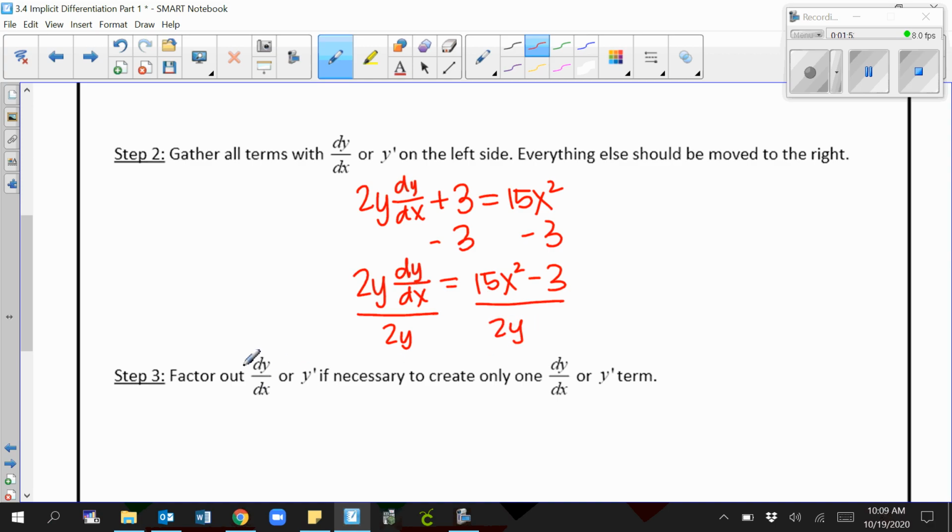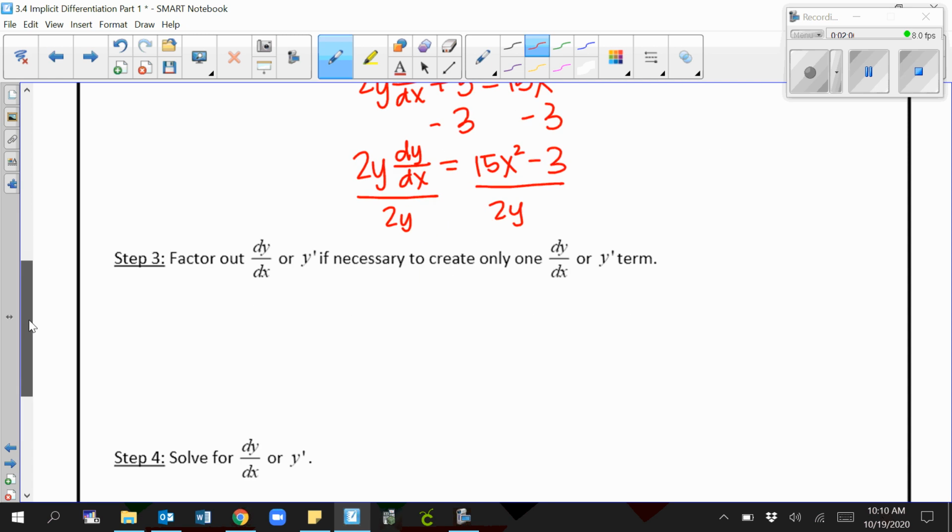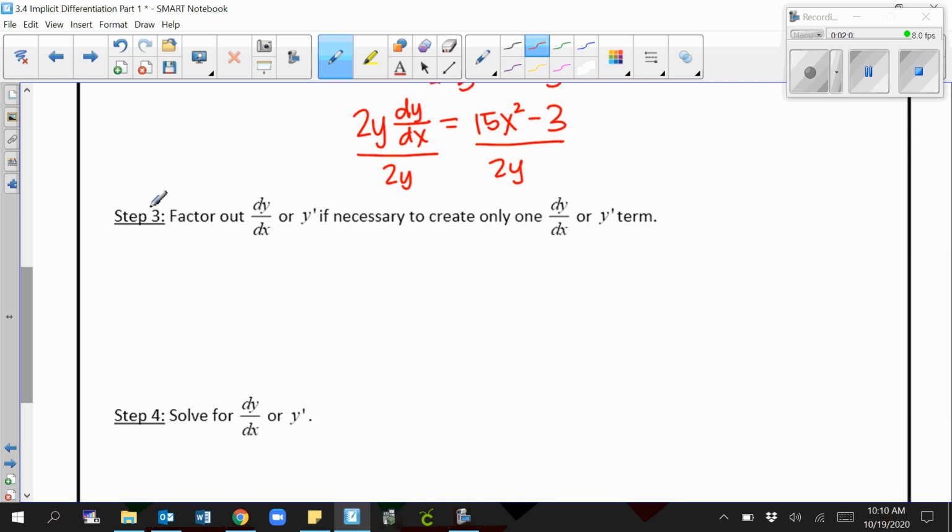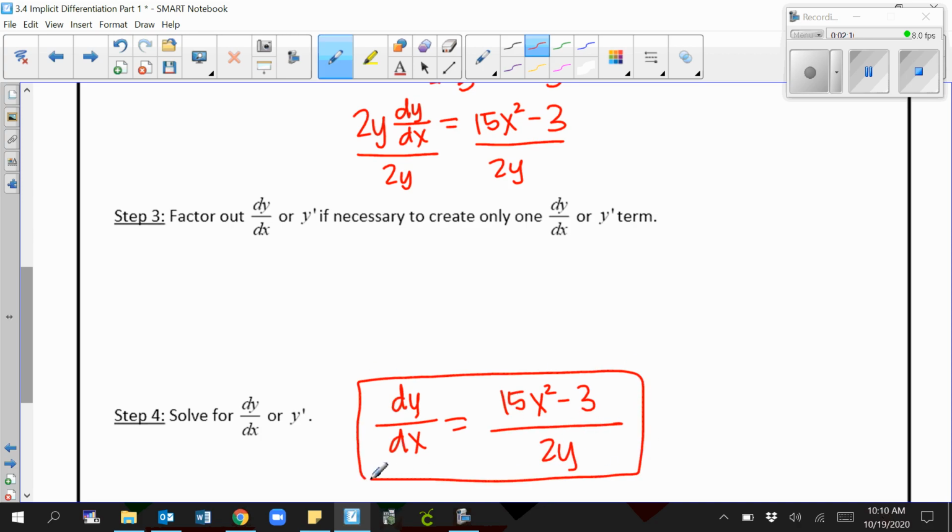So what you're trying to do is factor out dy dx or y prime if necessary to create only one dy dx or y term, and then solve for that dy dx. This time we don't have to factor it out, so I'm just going to divide by that 2y, and I get dy over dx is equal to 15x squared minus 3 over 2y. And that is our derivative. That's our answer there.